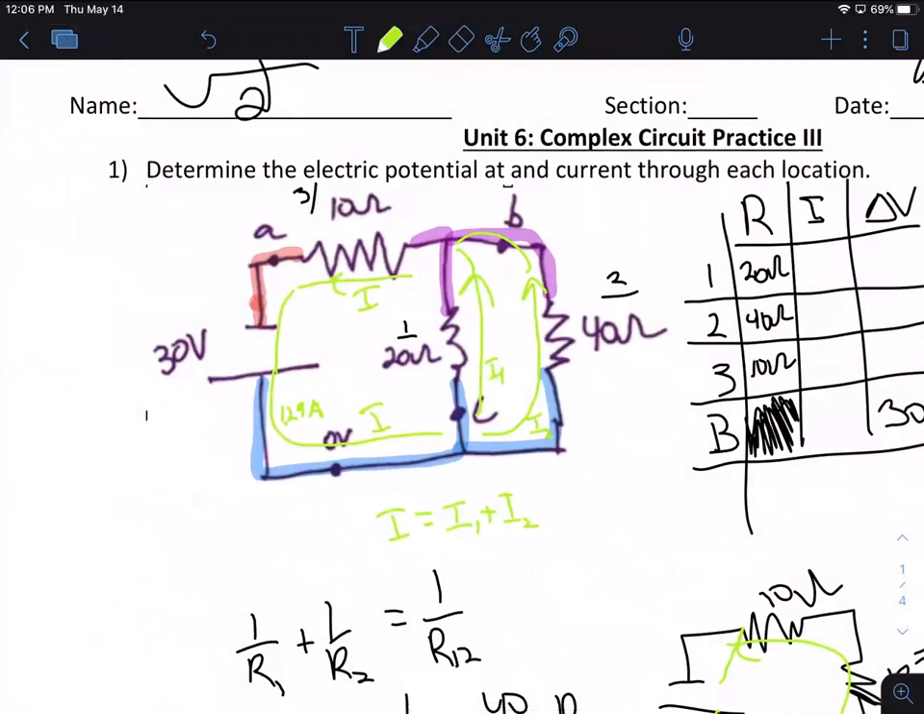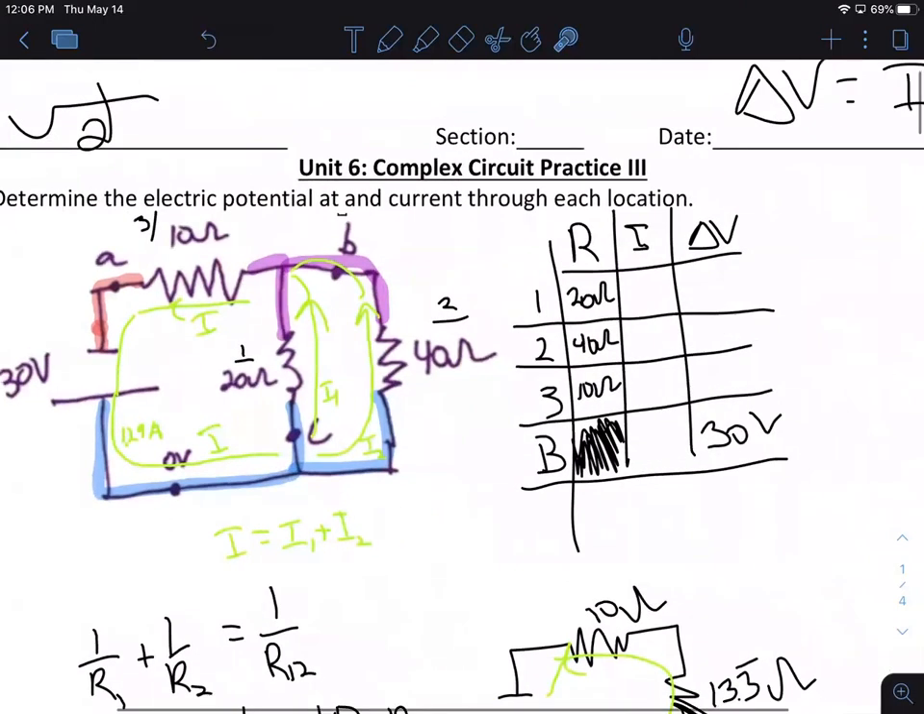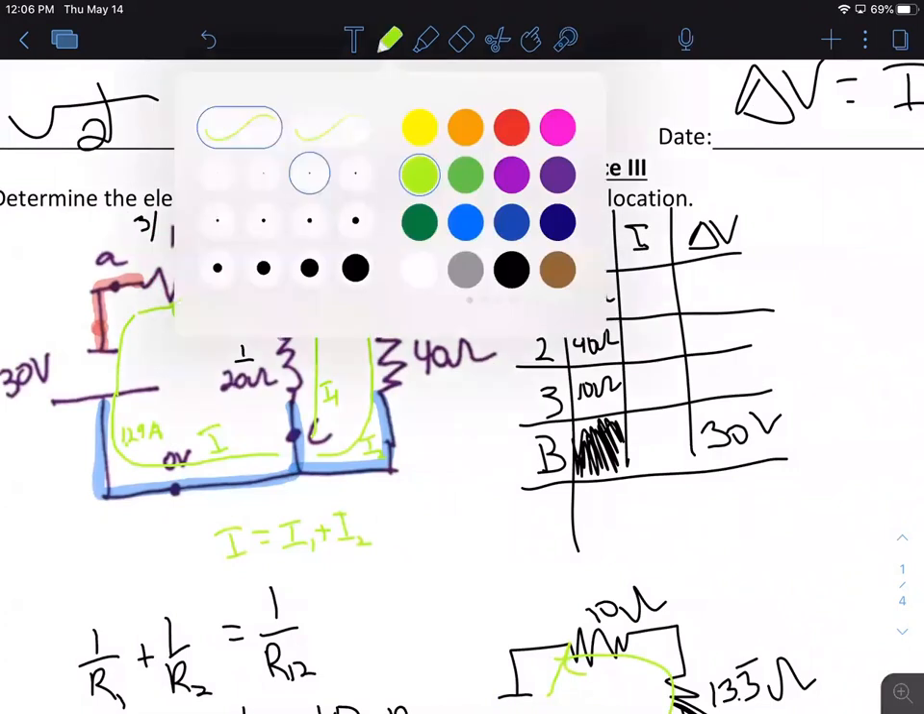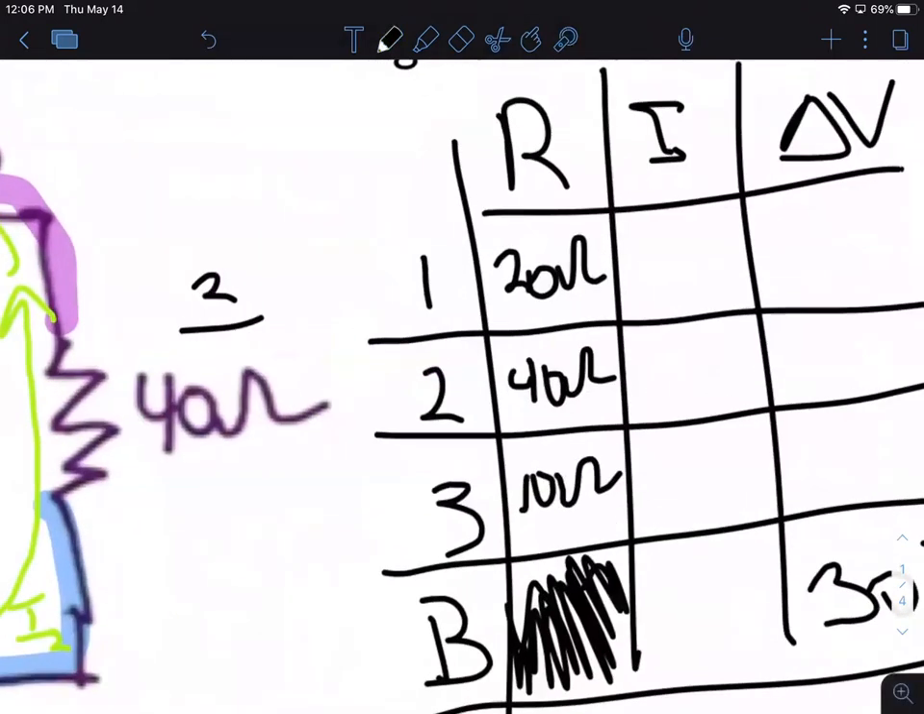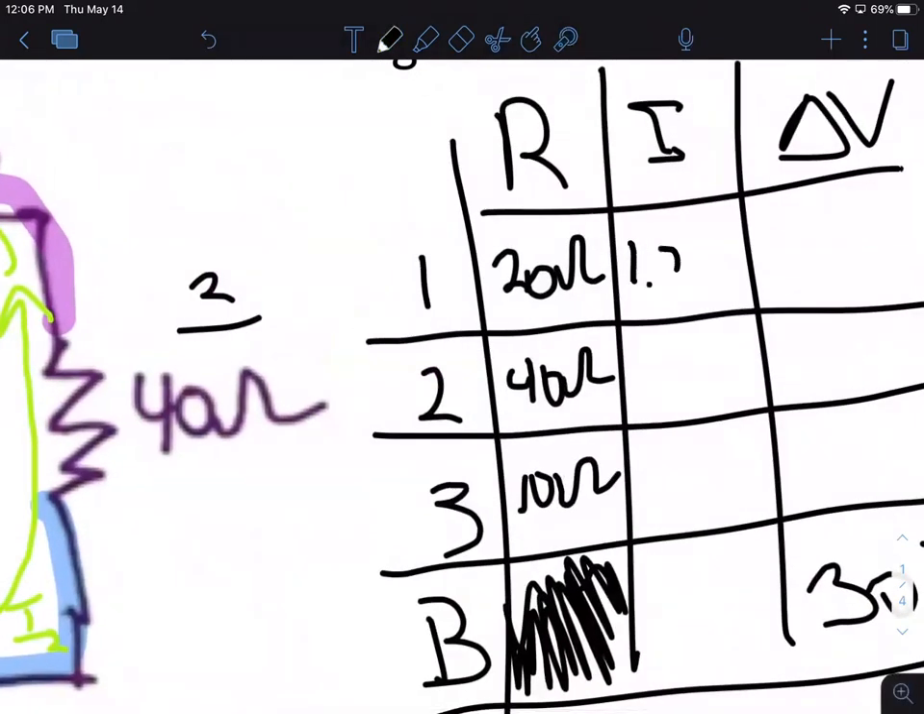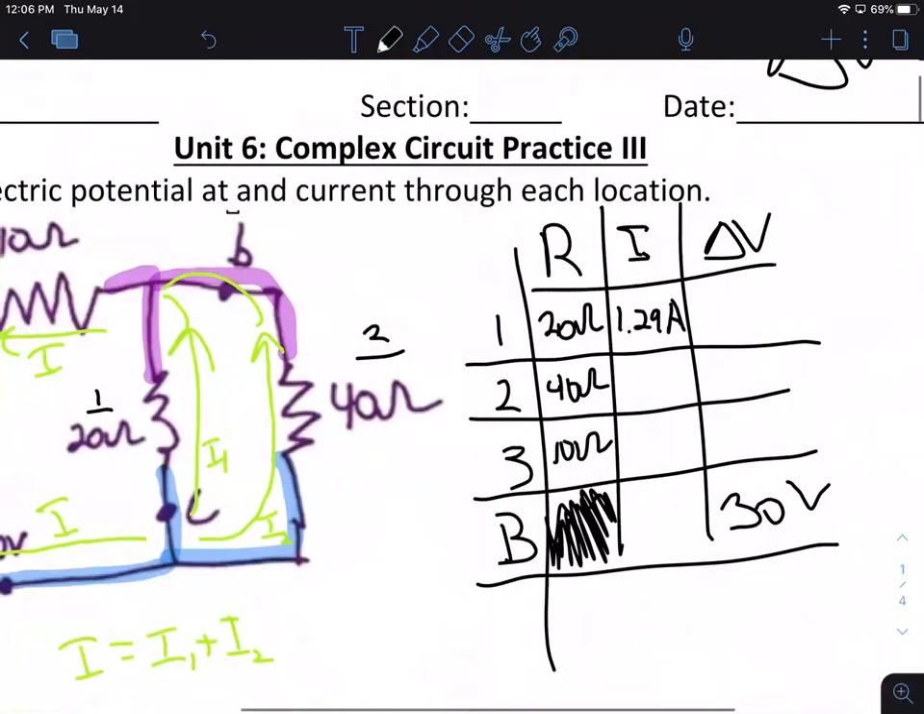Now let's see what that current's doing. I got 1.29 amps. It's flowing. It's splitting up. It's coming back together as 1.29 amps. So this 10 ohm resistor is getting 1.29 amps. I encourage you as you're watching this video to maybe try and pause at certain points and see if you can figure out what the next step would be before I do it.